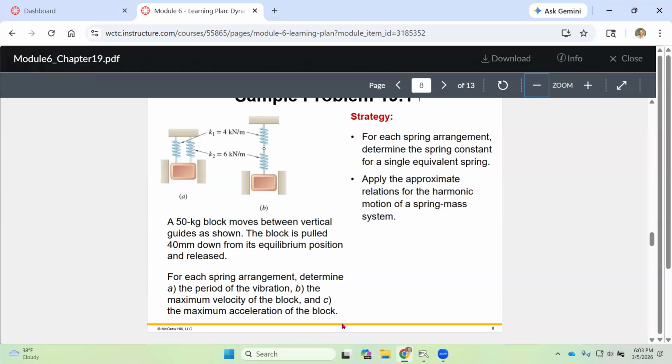So what we want to do for each of the spring arrangements, on the left-hand side parallel and on the right-hand side series, is find the period of the vibration, the maximum velocity of the block, and the maximum acceleration of the block. Again, we're going to pull this down and then let it go, and find the 3 parts that we see here for each application. So let's go underneath and get this set up.